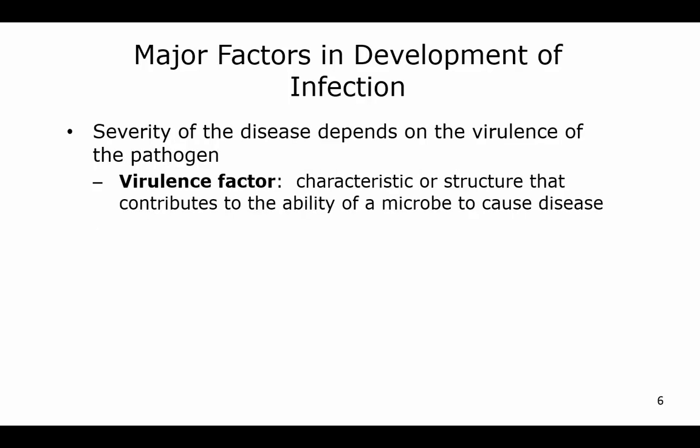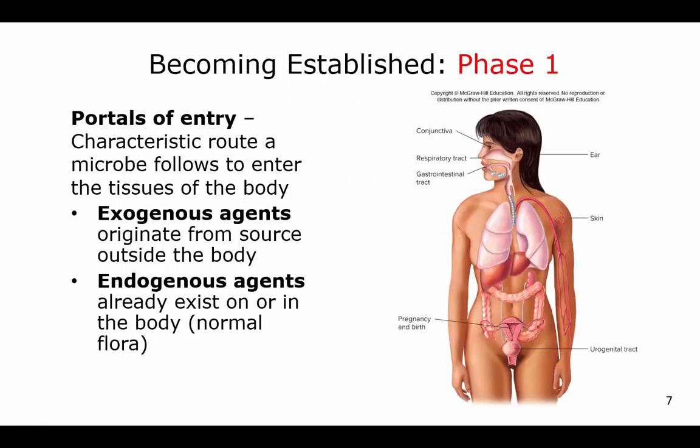So, severity of disease depends on virulence. And what is a virulence factor? It's basically any characteristic or structure that allows that microbe to be more capable of becoming pathogenic. All right, so let's start off with how microbes become established. Okay, number one, portals of entry.